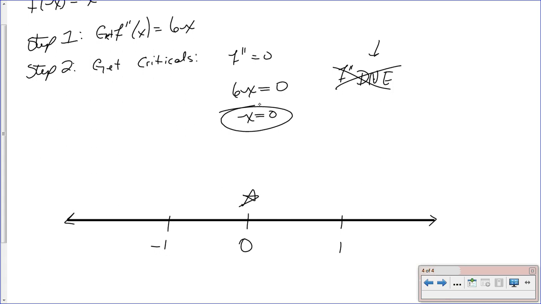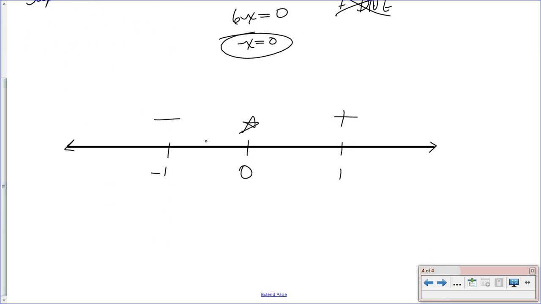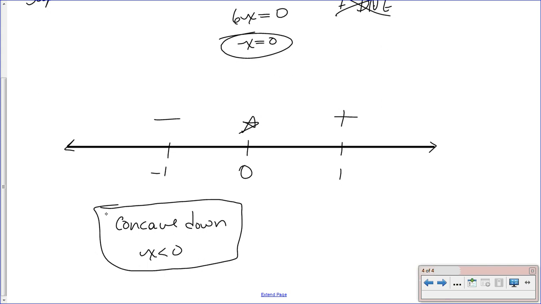If we put in -1, we get 6 times -1, negative. Put in +1, 6 times 1, positive. Since it's negative here, the graph is going to be concave down, because x is less than 0. So we have our frowny face over here. Put two little eyeballs on it.